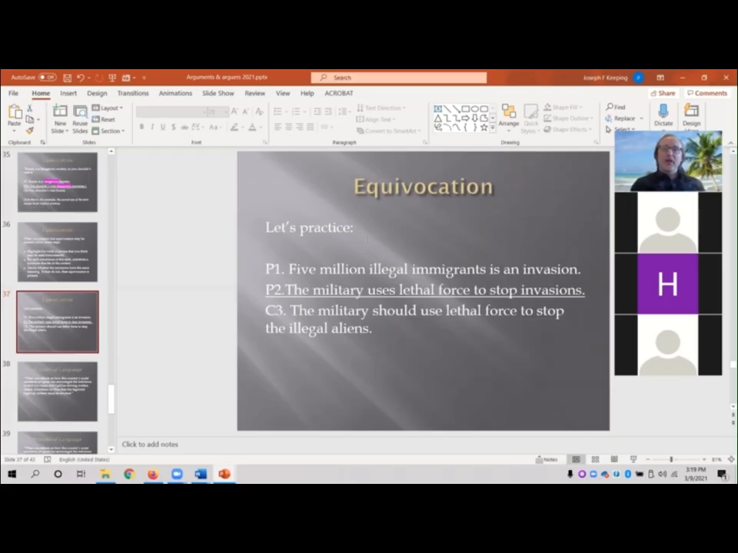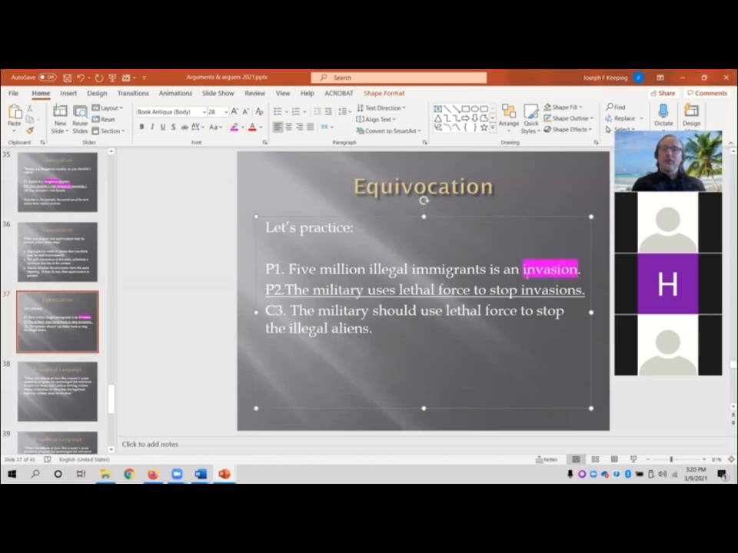And since we suspect that what is wrong is equivocation, because after all, it's right up here on the slide, we're going to use the method that I just showed you for determining whether equivocation is present. So which term might be the one that shifts its meaning from one claim to another? Well, it has to occur more than once. So it can't be immigrants. I bet some of you were thinking immigrants, but immigrants doesn't even occur in the second premise. It's invasion.